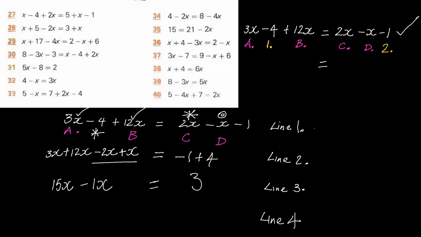So, Janicia, what would be line 4? 14x equals. Very good, Janicia. It will be 15x minus 1x, which will give me 14x equals 3. Anybody lost? Anybody don't know how I got that?